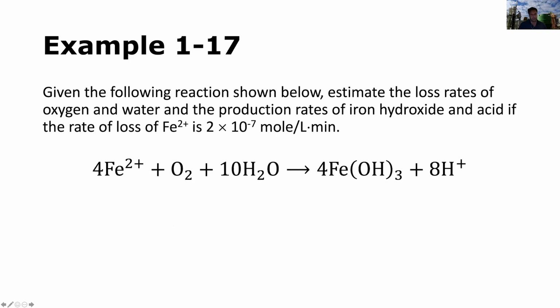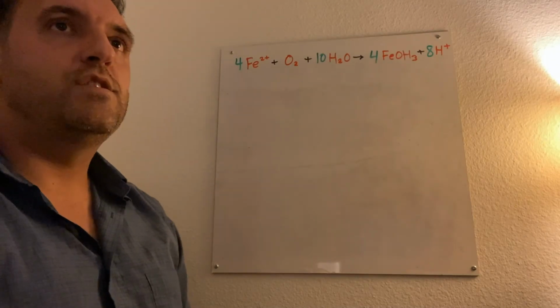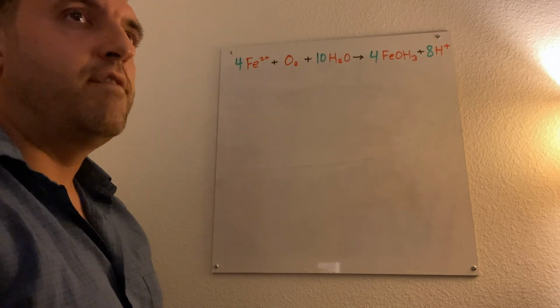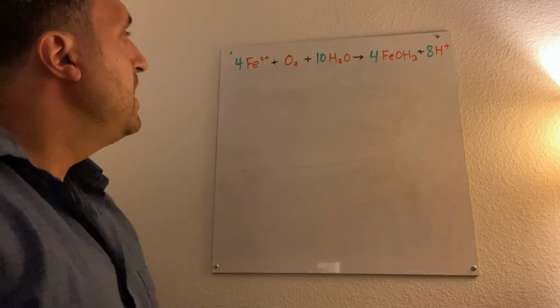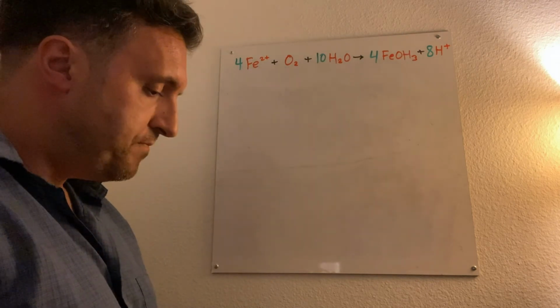Given the following reaction shown below, estimate the loss rates of oxygen and water and the production rates of iron hydroxide and acid if the rate of loss of Fe2 plus is equal to 2 times 10 to the negative 7th moles per liter per minute. Given the reaction shown here above, we're asked to estimate the loss rates of oxygen and water and the production of iron hydroxide and acid, assuming we know the rate of loss of Fe2 plus.